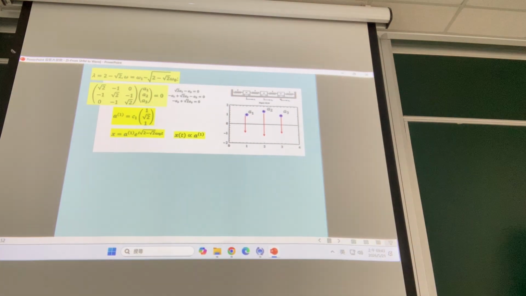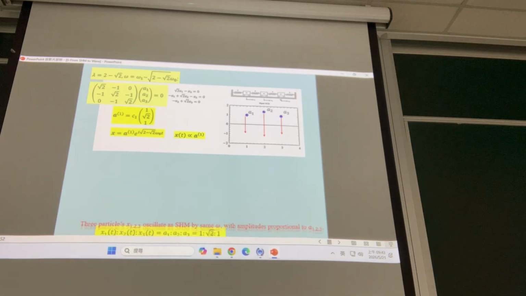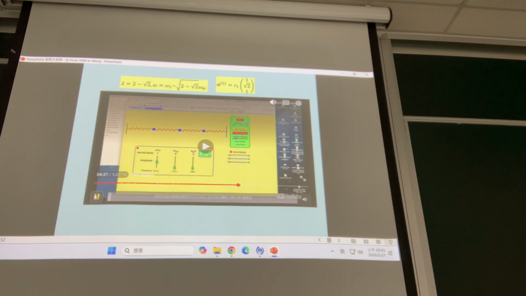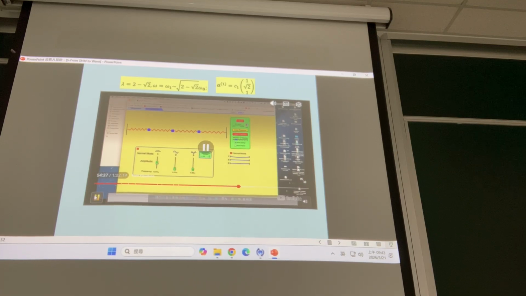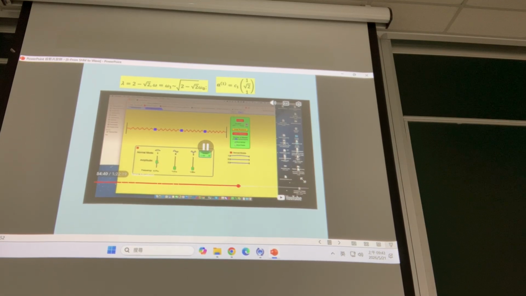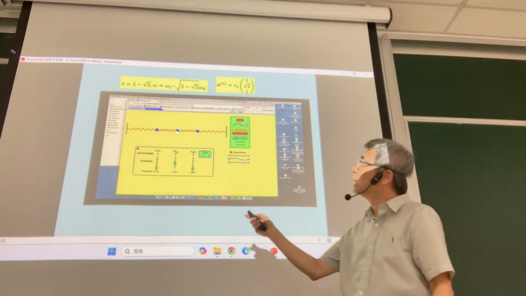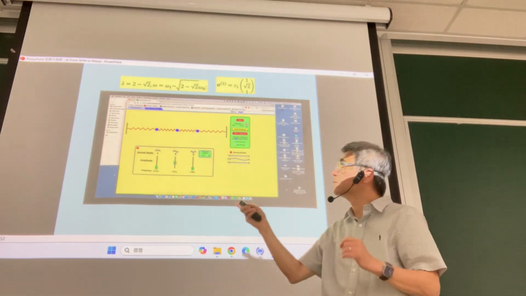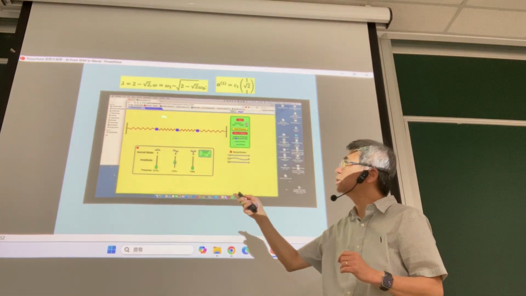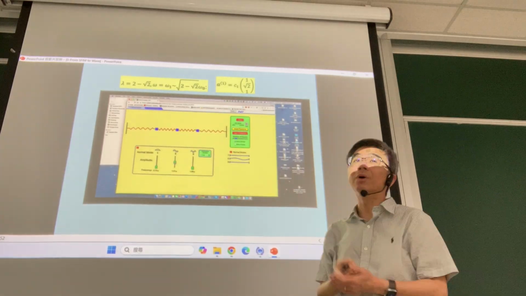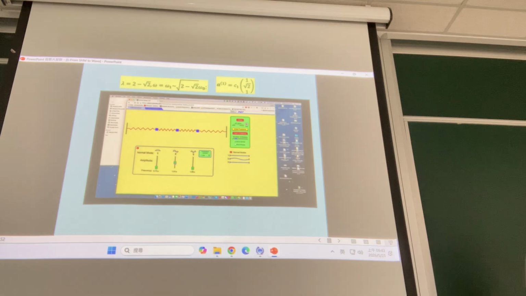Now I'll give you a motion picture. This is what happened. Now all three particles look like they move together. But if you look more carefully, the amplitude of the middle one, the second one, will be larger than the amplitude of the first one by a ratio of square root 2 over 1. So look at it again.